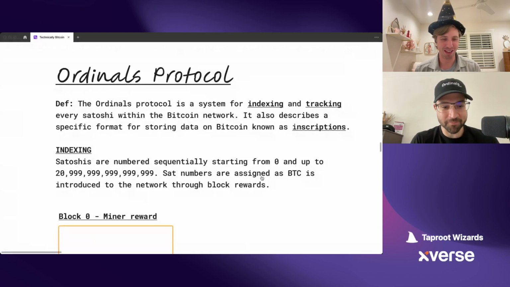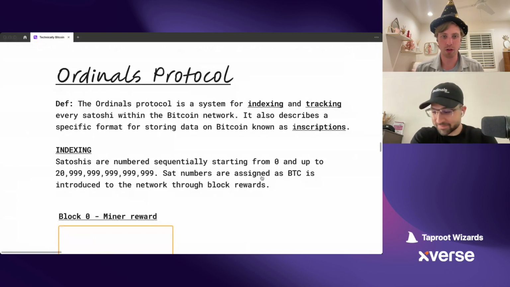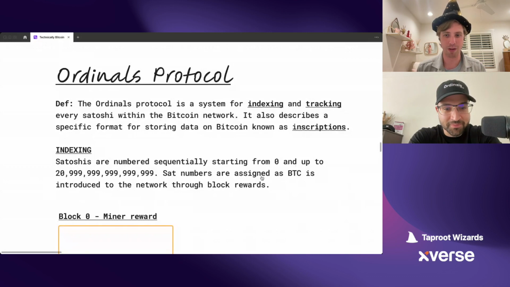It's very simple and very complex at the same time, so we're going to try and demystify it tonight. Ultimately, the Ordinals Protocol defines a system for indexing and tracking every Satoshi within the Bitcoin network. Remember that a Satoshi is the smallest unit of Bitcoin. It's how the Bitcoin network keeps track of how much Bitcoin any one wallet holds. It also describes a specific format for storing data on Bitcoin known as inscriptions, and that's where all those JPEGs you know and love are hanging out today.